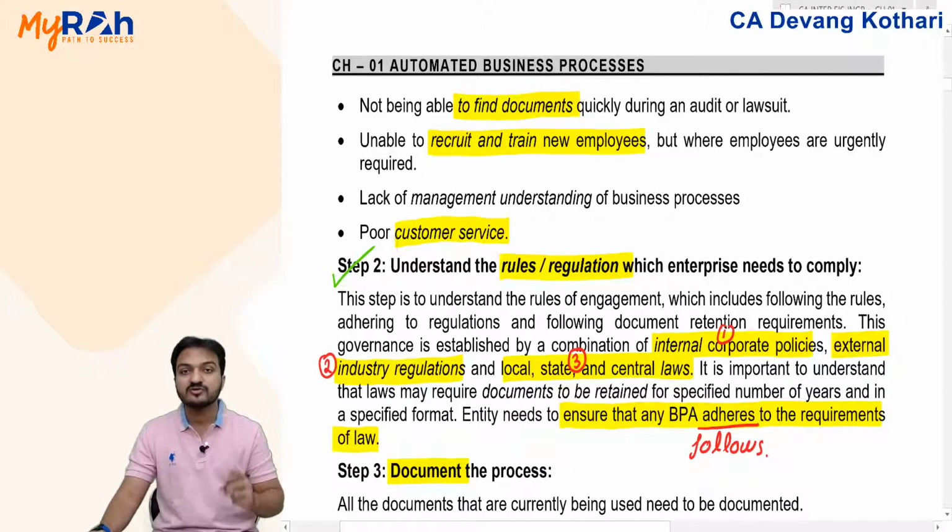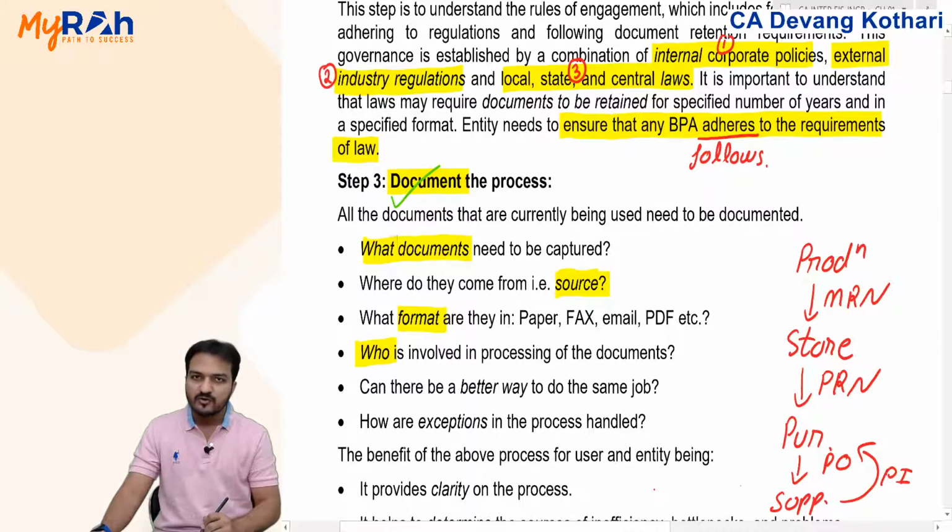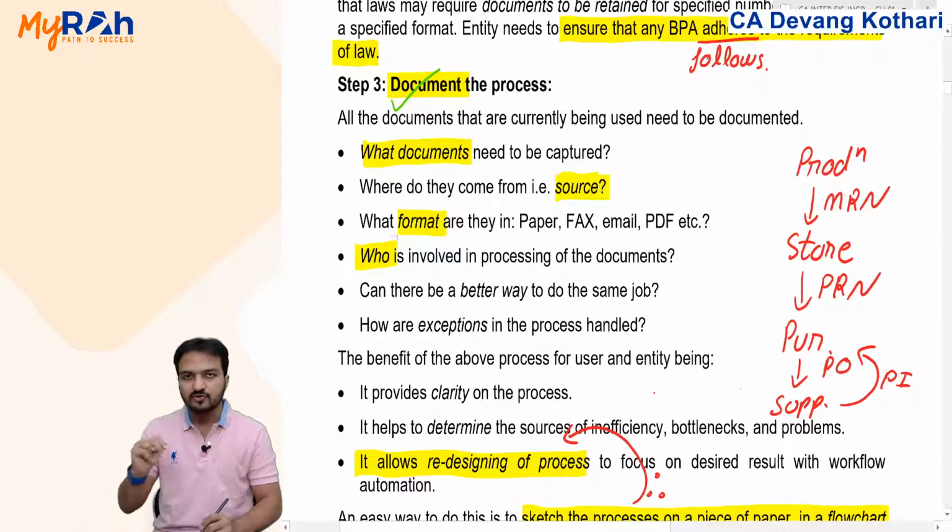That is your step 2. You study the rules and regulations. Step 3, document the process. Well, documenting the process involves two things.